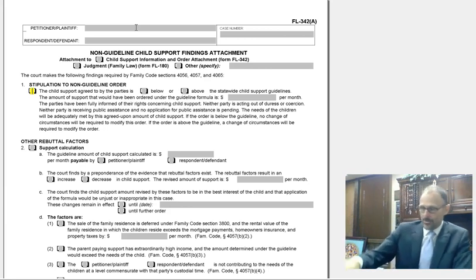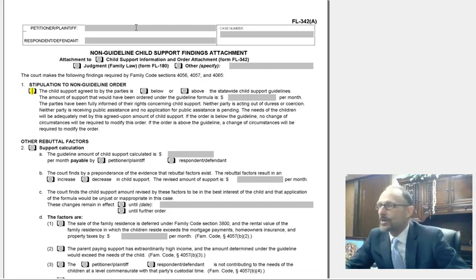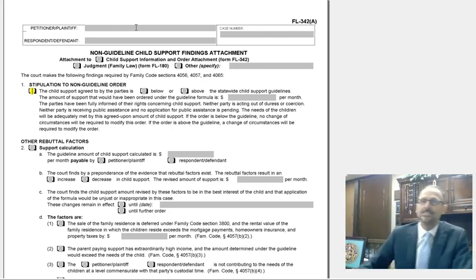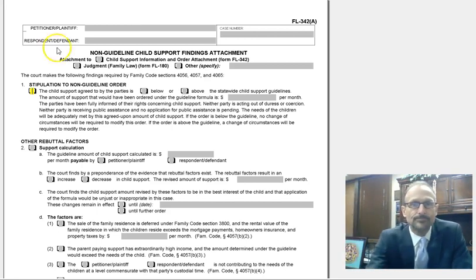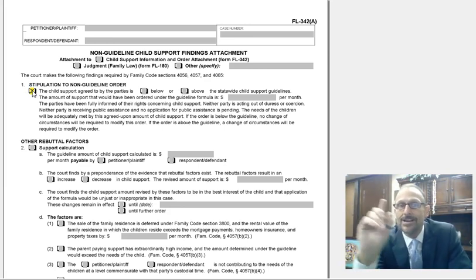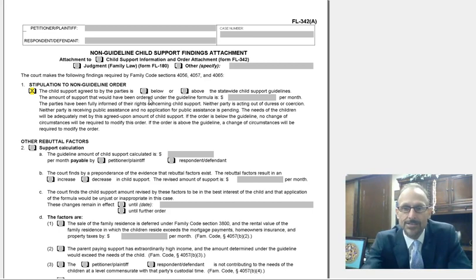Let's say, for example, the guideline child support order comes out to $863 per month, but you guys are agreeing to $500 per month. That's considerably lower than guideline. You're going to need this form. So fill it out appropriately, whatever it is, either above guideline or below guideline, either way. All right, so number one, if it's an agreement, that's what stipulation means, agreement. So if you guys are agreeing to a different amount, mark 1, and then mark whether you're agreeing to a number that's above guideline support or below guideline support.